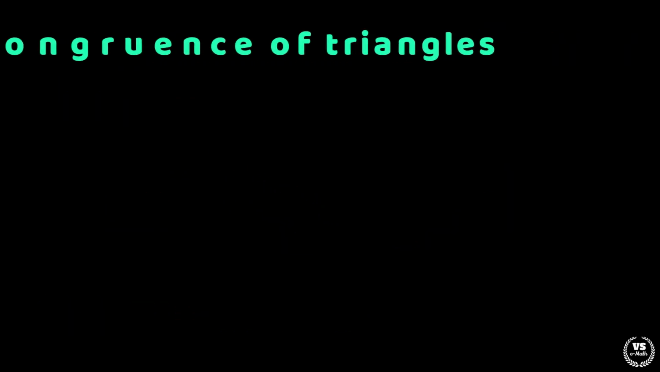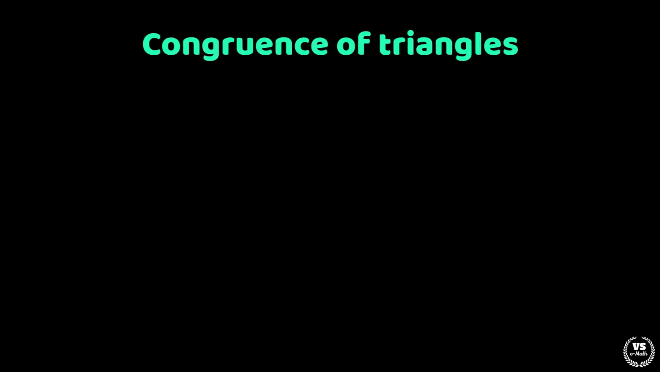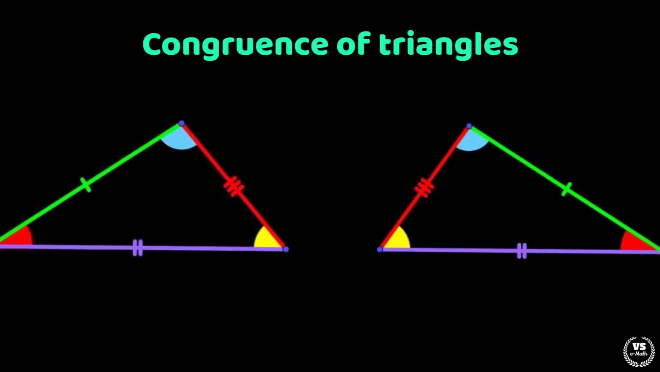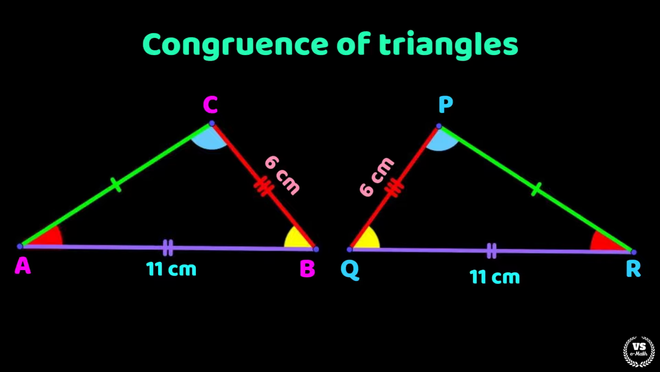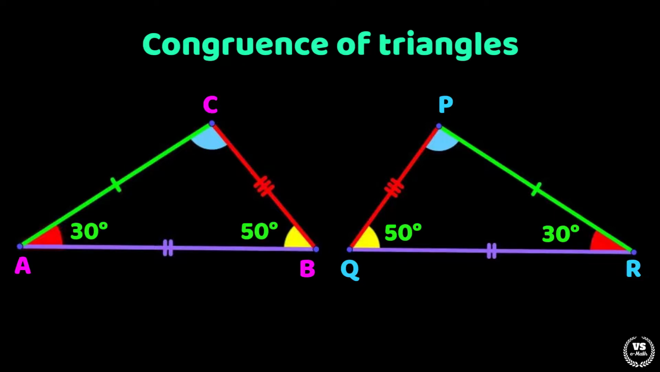Next, let's pass on to congruency in triangles. Two triangles are congruent if all the sides and all the angles of one triangle are equal to the corresponding sides and angles of the other triangle. Now, look at these triangles. Here, line segment AB is equal to QR and BC is equal to PQ. Finally, AC equal to PR. Also, angle A is equal to angle R and angle B is equal to angle Q and angle C is equal to angle P.